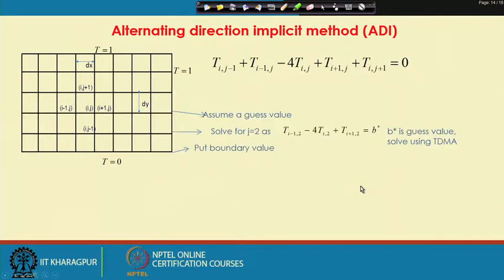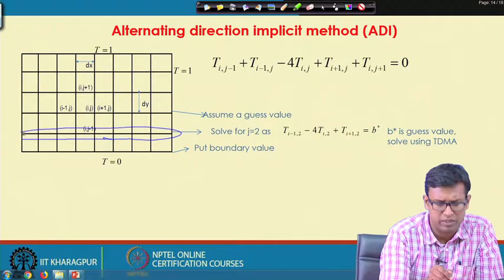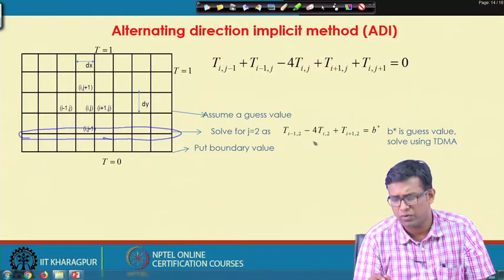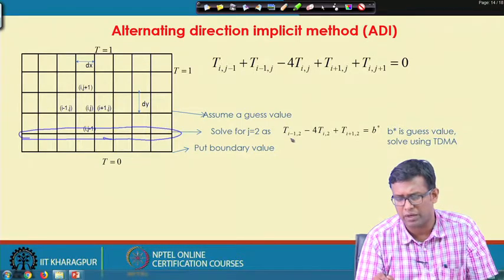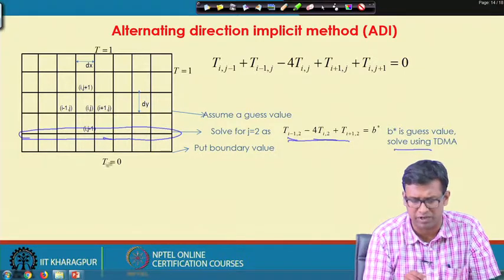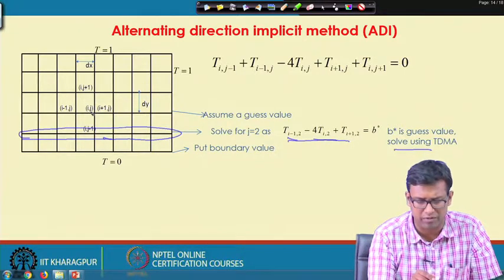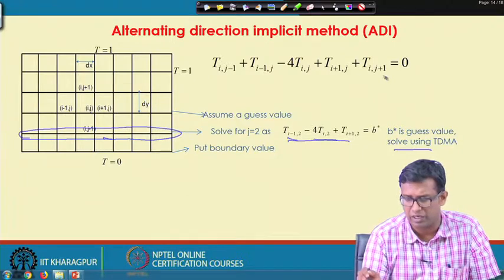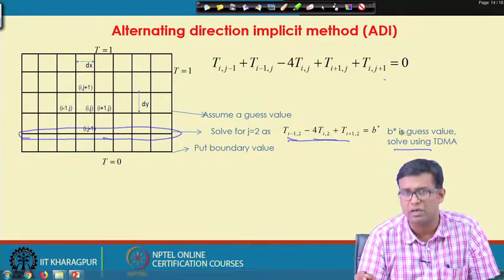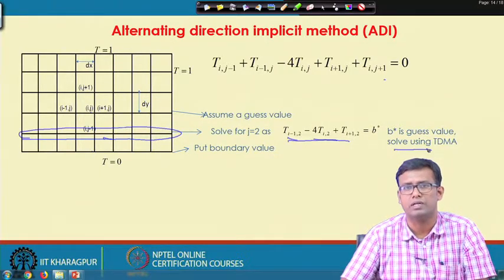And the idea of ADI is that, as we discussed, assume a guess value here, put the boundary value here and solve for this particular line. For this line you solve the equation, which will be a tridiagonal matrix equation, and you can use B star as the new guess value. After substituting the values here and here in the equation, you get a new guess value B star. Solve it using a TDMA.